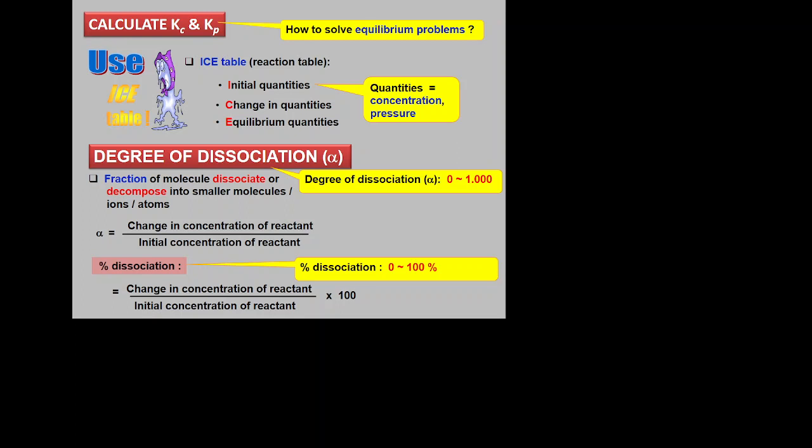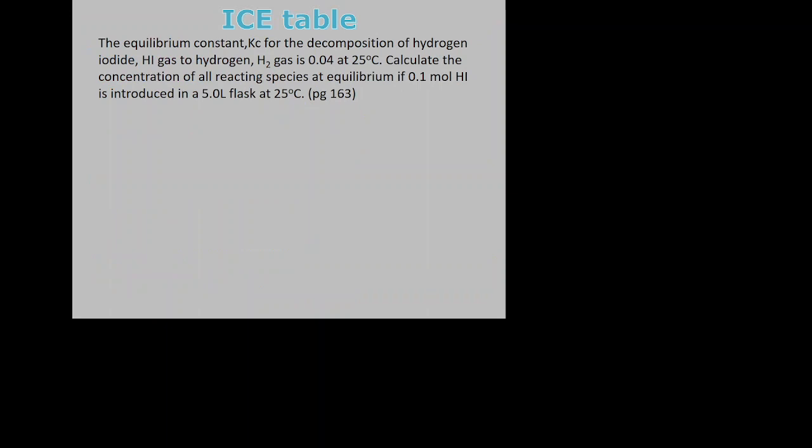Okay, so it is called ice table for a reason. Okay, because we are writing the table in terms of ice, which is first kita akan write the initial quantities and then the change and then the equilibrium quantities. Okay, degree of dissociation ni, it just that how many change divided dengan dia punya initial concentration darab 100. It's very simple je. Okay, but first, this is the type of question yang dia tanya lah.